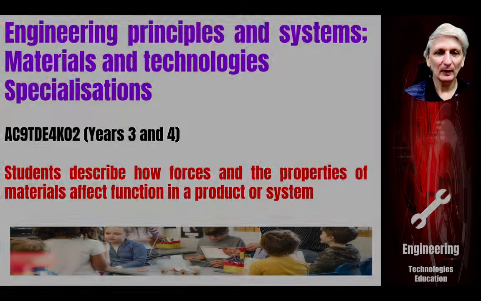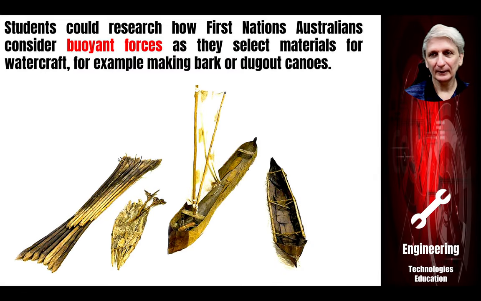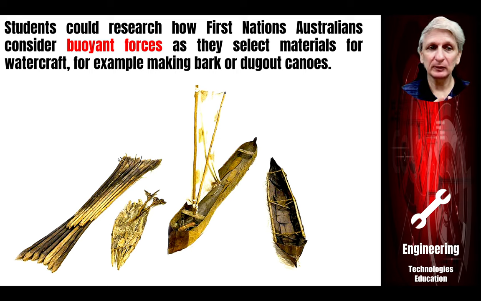So let's look at some of the ways we can do that. One example of a force is what's called the buoyant forces. So how we can make things float. And we could look at various materials and construction approaches for making watercraft. In this example, looking at how First Nation Australians created various watercraft. And students can then design and build their own, looking at various properties of rafts versus canoes versus ships and things of that nature.